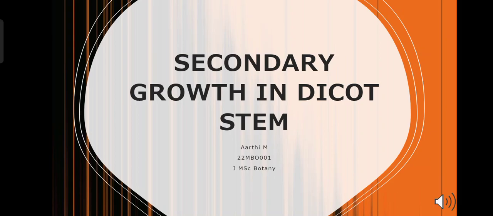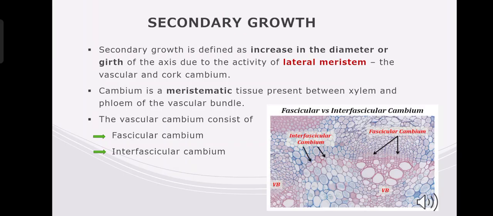Secondary growth in dicot stem. Secondary growth is defined as the increase in diameter or girth of the axis due to the activity of lateral meristem, which includes the vascular and the cork cambium.